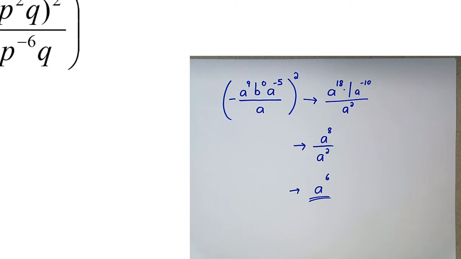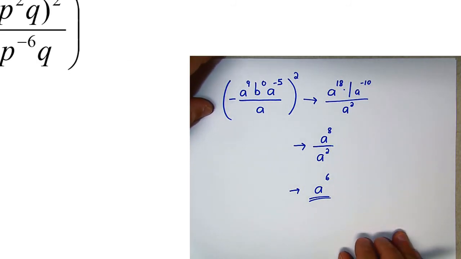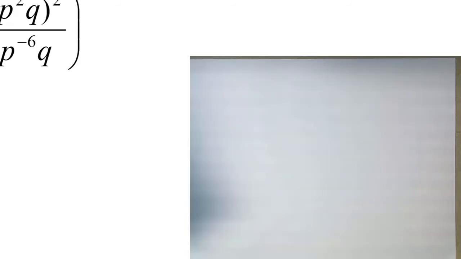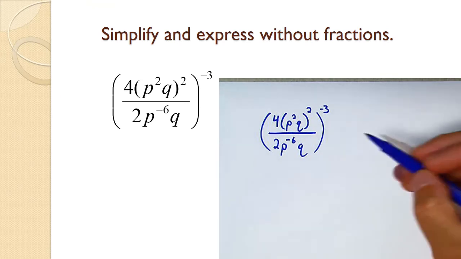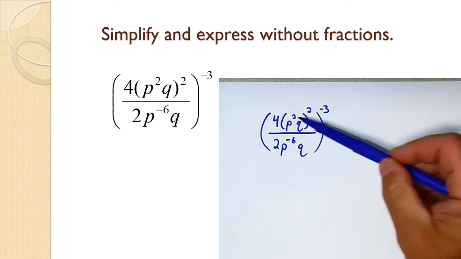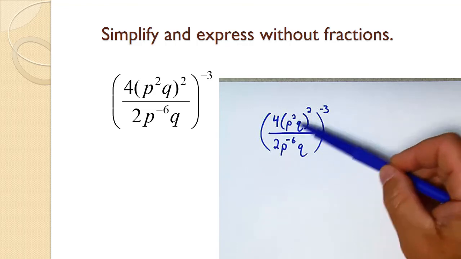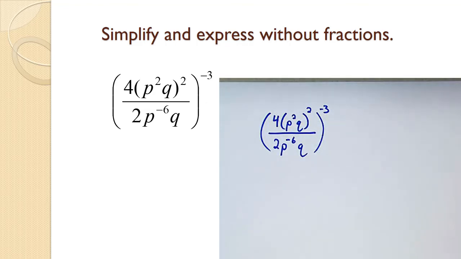Let's do one so that we simplify and are left without any fractions. We'll do this one together. All right, well, let's do just that this time. This time, let's do the work inside these parentheses before we apply that exponent of -3.